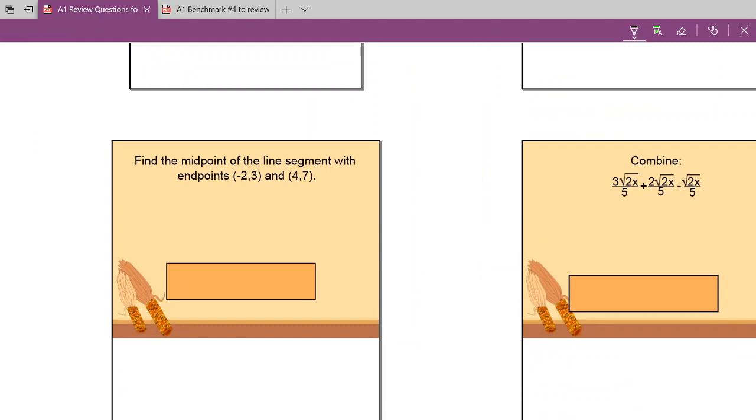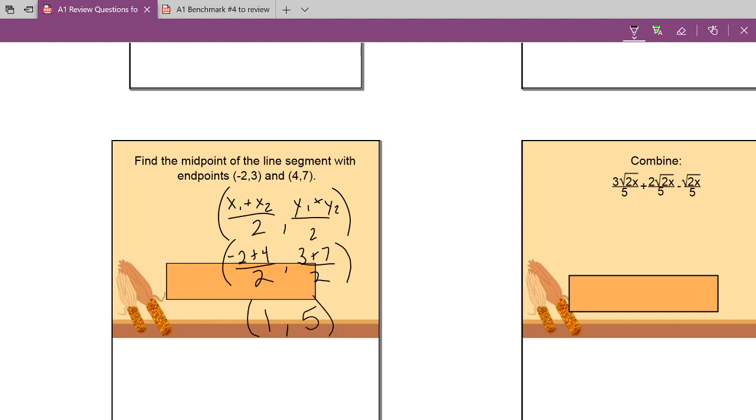Find the midpoint of the line segment with those 2 endpoints. Well, my midpoint formula is x1 plus x2 divided by 2, so the average of the x's and the average of the y's. So when I take -2 plus 4, divide it by 2, I'll get my first coordinate point, and then 3 plus 7 divided by 2 for my y coordinate. So I get 2 divided by 2, so my midpoint is 1, 5.